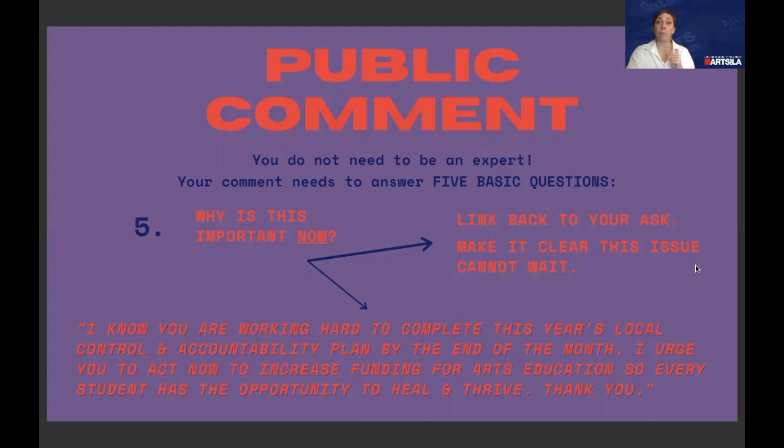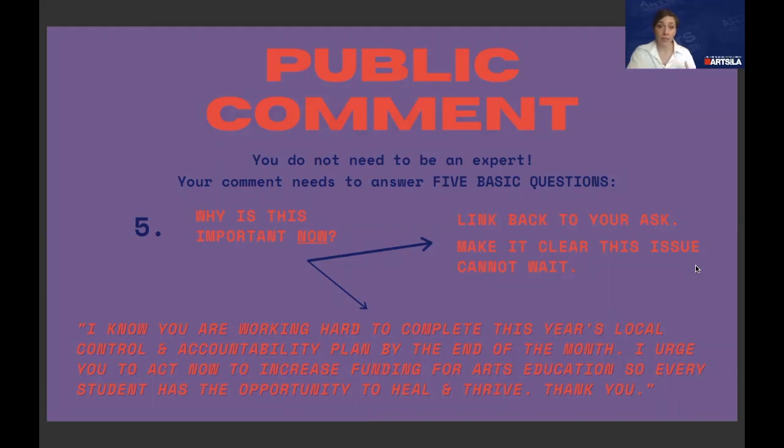So you want to also link back to your ask, right? The question number 2 that you answered in crafting your public comment, and you need to make it clear why this is timely. So an example of what this might sound like: I know you are working hard to complete this year's local control and accountability plan by the end of the month. I urge you to act now to increase funding for arts education so every student has the opportunity to heal and thrive. Thank you. Again, it doesn't have to be complicated.